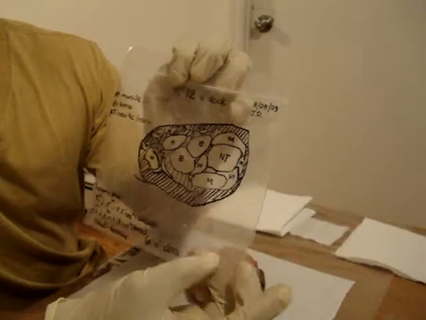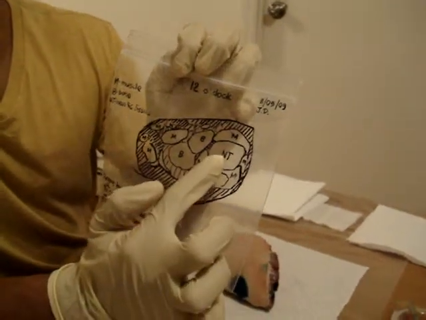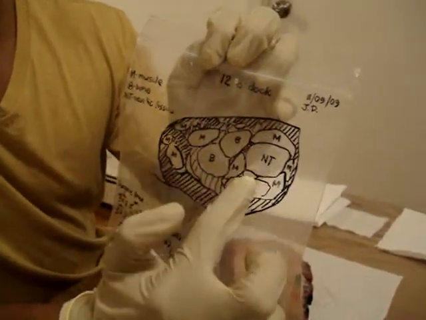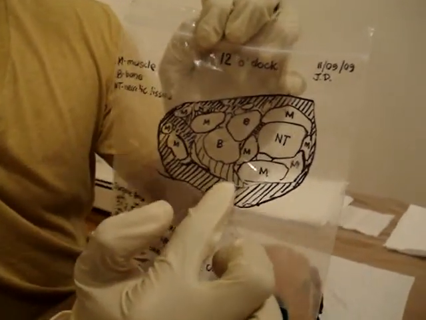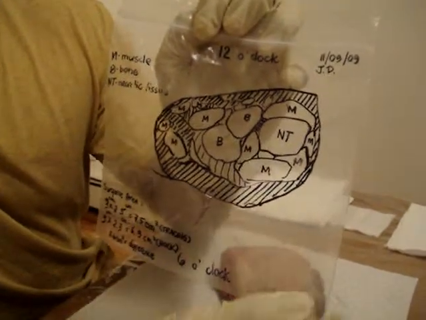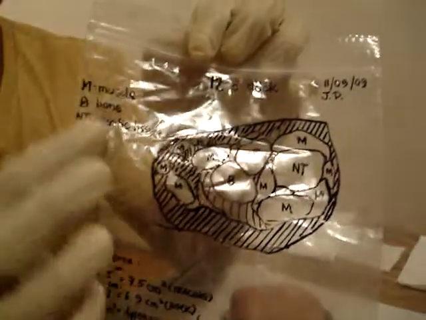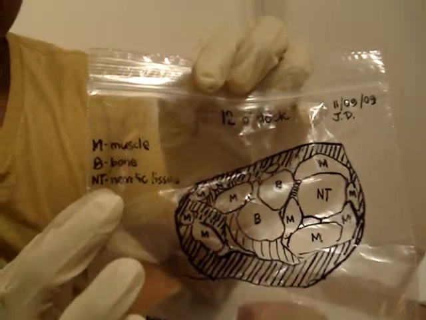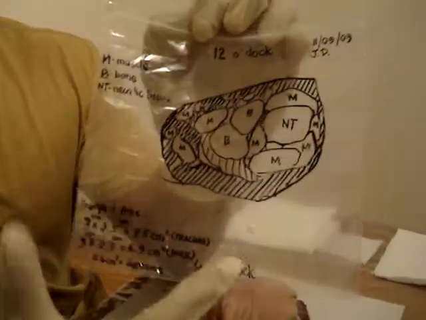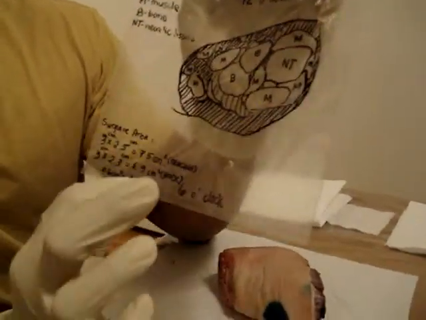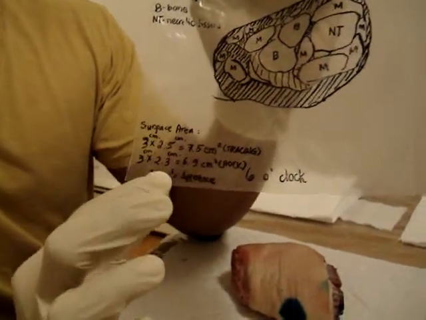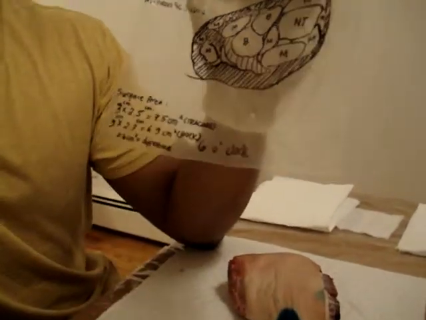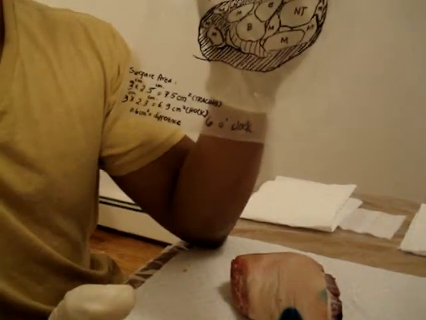I used a legend, NT for necrotic tissue, M for muscle, B for bone, and you see all the serrated hatch lines, they are the connective tissue. So here on this side, I put here the legend for you to see. And also here on this lower portion of the baggie, I wrote here the surface area that I was able to measure using our wound ulcer scale.